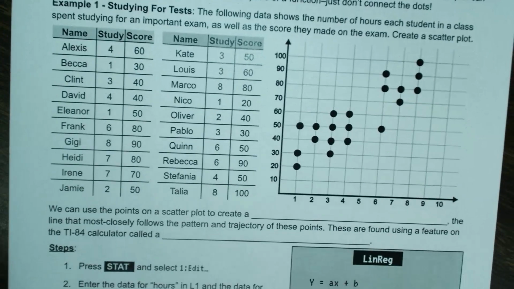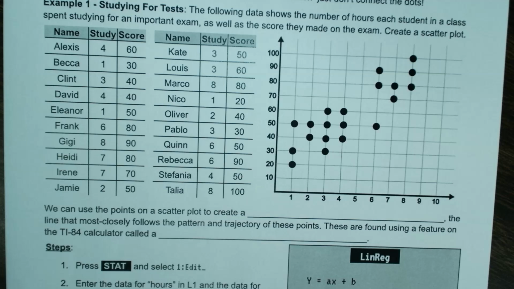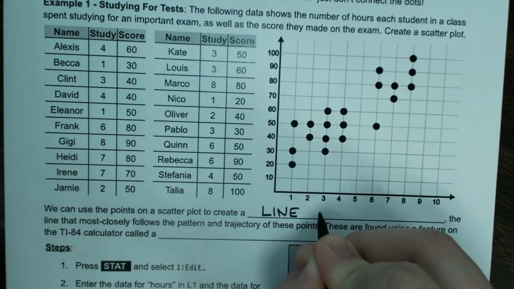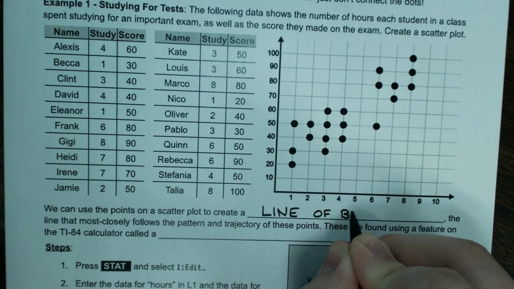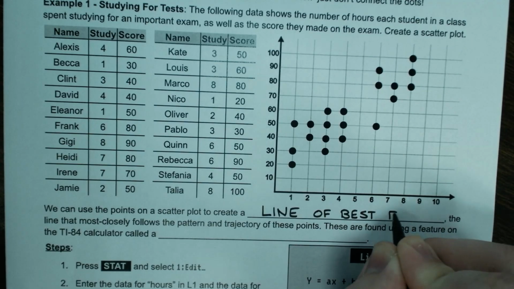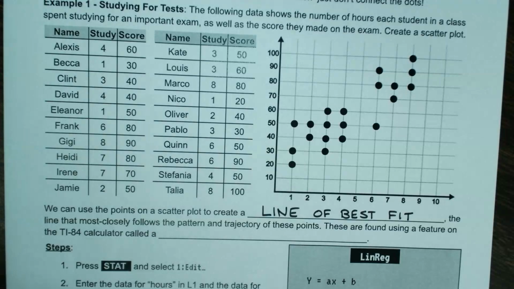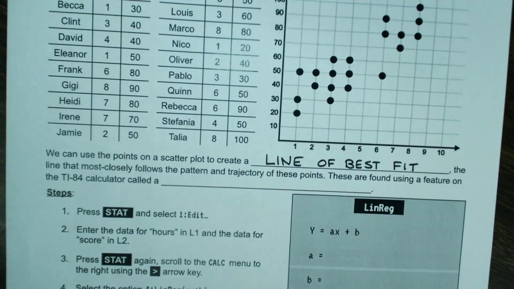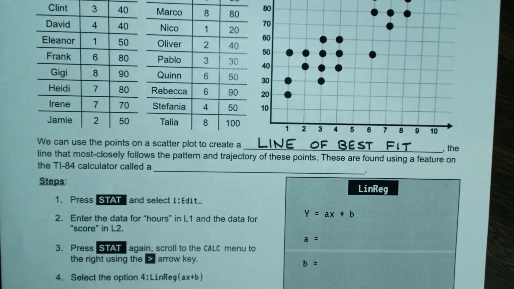So what we want to do now is use the points on the scatter plot to create what's called a line of best fit. Also sometimes called a linear best fit model. And all that is a line that tries to kind of follow the trajectory of those points in order to give you kind of a summary of what those points tend to be doing.